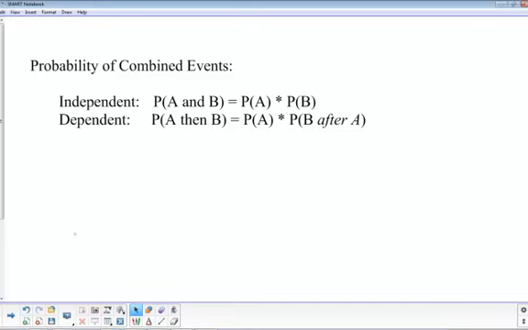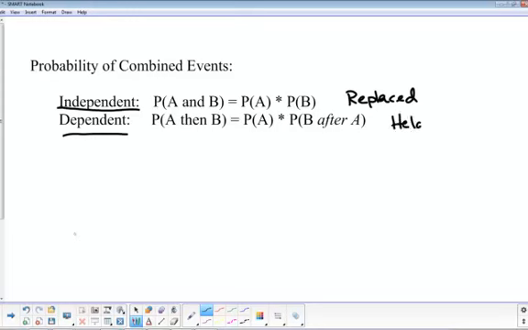So if 2 things are independent of each other, you're going to do the probability of A times the probability of B, and that is when we replaced them, because that would be independent. If 2 things are dependent of each other, that would be when we held the card and did not replace. Then you do the probability of A, and then your new probability.